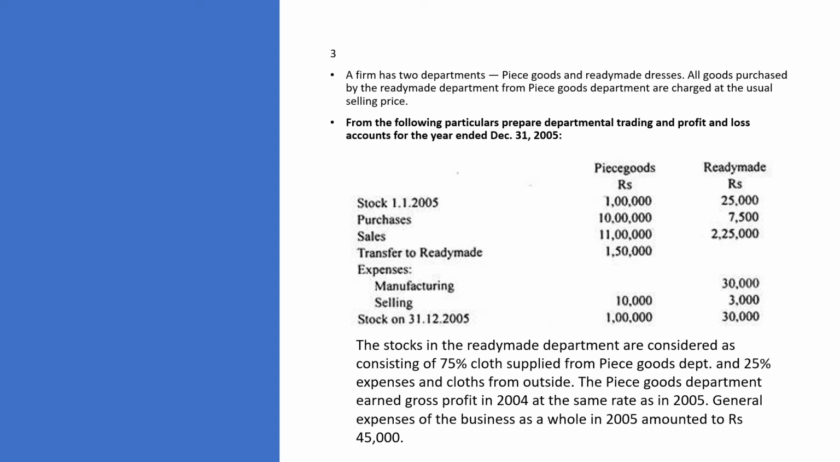The stocks in the ready-made department are considered as consisting of 75% clothes supplied from piece goods and 25% clothes from outside. So ready-made garments also purchases from outside. So that contains 75% from the interdepartmental transfer and 25% from the outside. The piece goods department earned gross profit in 2004 at the same rate as in 2005. General expenses of the business as a whole are given as 45,000.